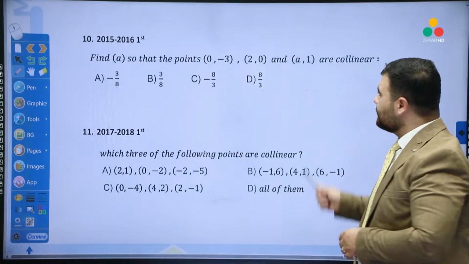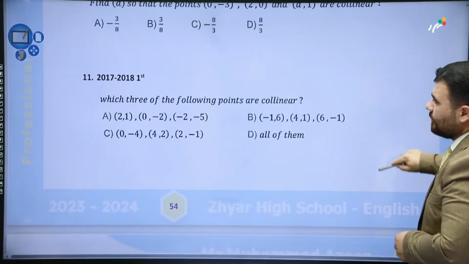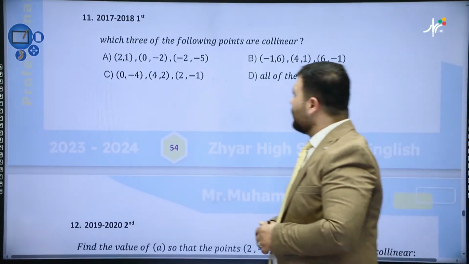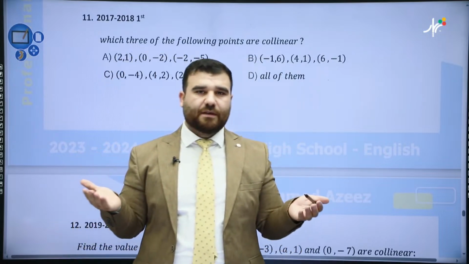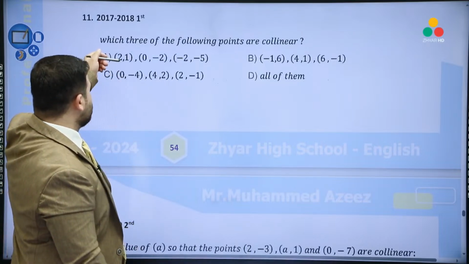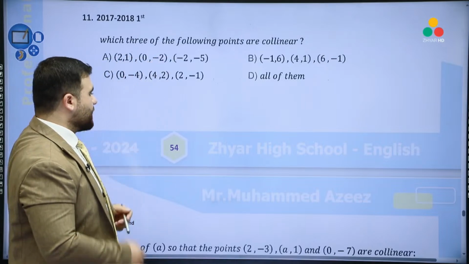This question: which of the following points are collinear? Collinear means the 3 points are on the same straight line. Let's check. To find that, we need to check the slope between the first and second, then the slope of first and third.